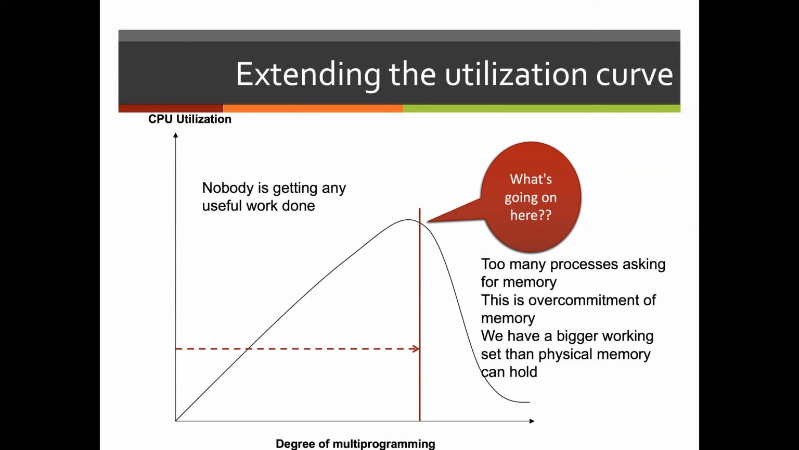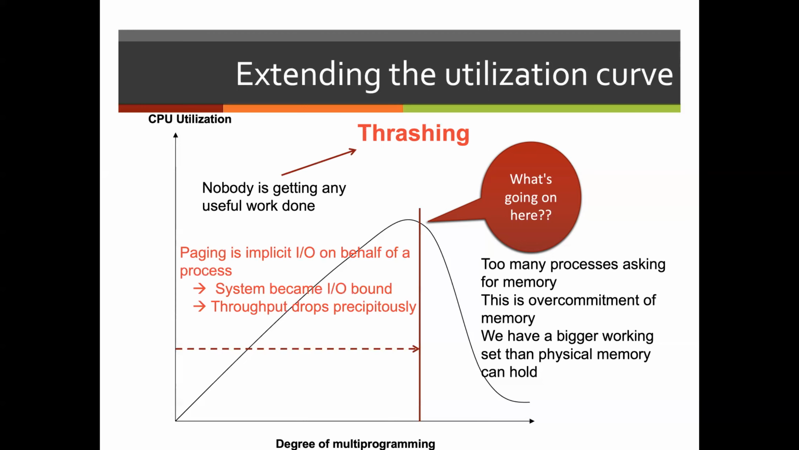With this in mind, so many processes are asking for memory that no work is being done appropriately. And this results in a concept that we call thrashing. Thrashing is a simple concept that we say when the system is not getting any useful work done. What we want to consider is that paging is implicit input and output on behalf of a process, and the system can become IO bound. And when this occurs, the throughput is going to drop precipitously.